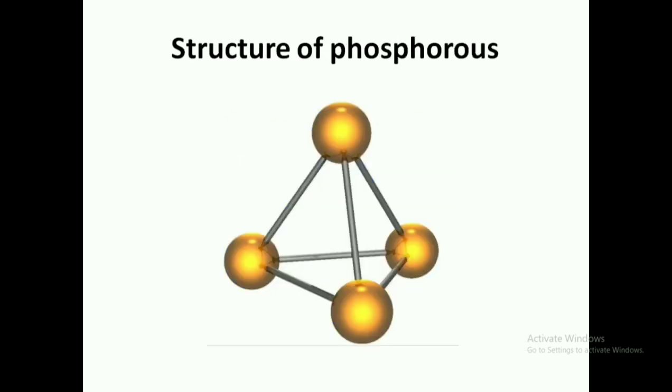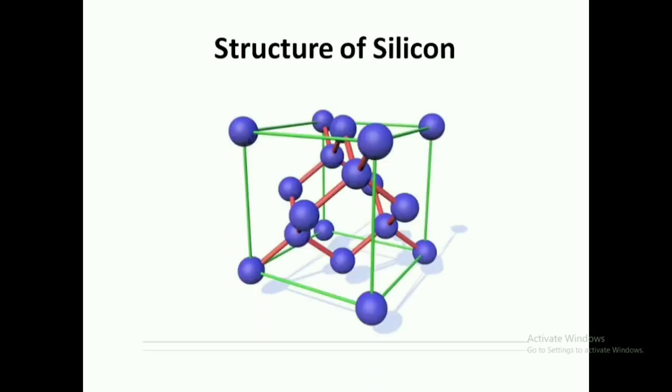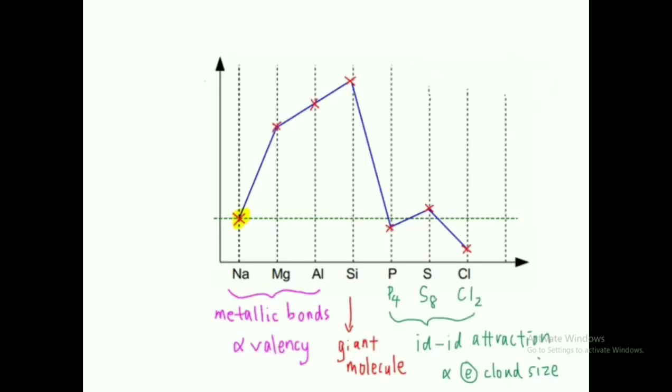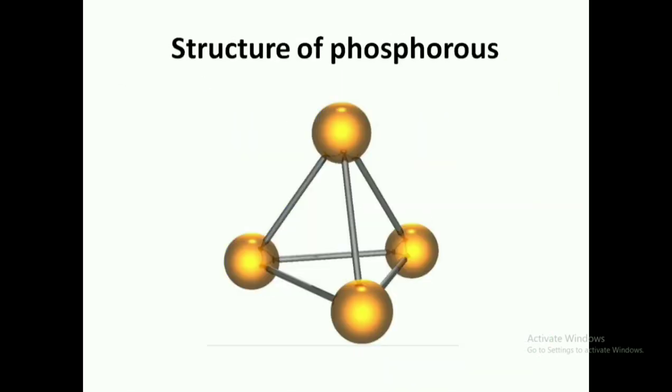Next, in the case of phosphorus, the melting point decreases gradually. In this graph, we can see that for phosphorus, the melting point decreases. Why? Comparatively, unlike silicon, one phosphorus is bonded with only 3 other phosphorus in the P4 molecule. So if we want to break up phosphorus, we need to break only 3 bonds.